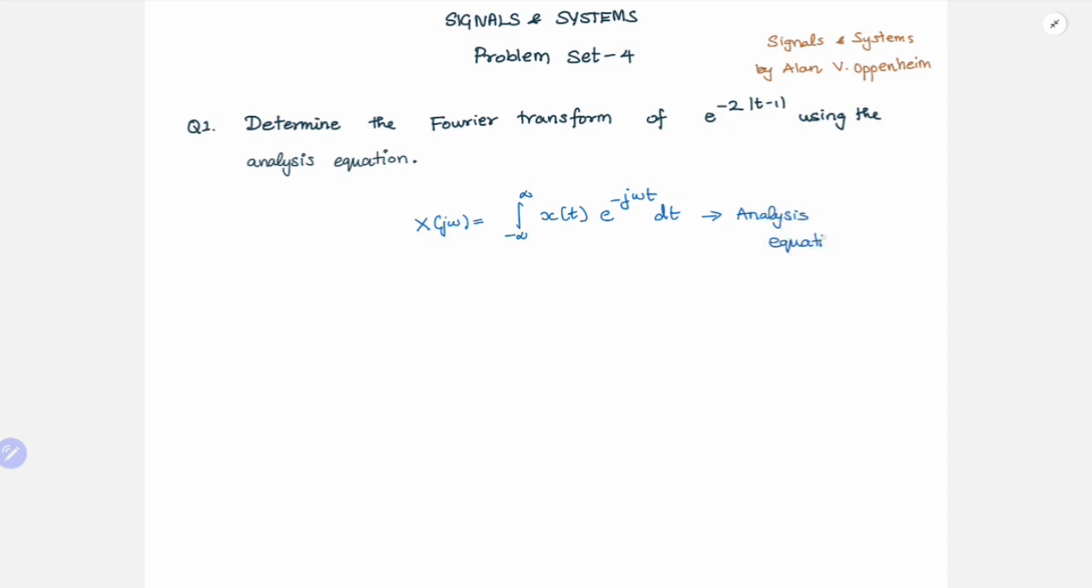So we also have the other equation, right? Which is the inverse Fourier transform equation. That is also called the synthesis equation. So that is given by 1 over 2 pi integral minus infinity to infinity X of j omega e power j omega t d omega. So this is our synthesis equation.